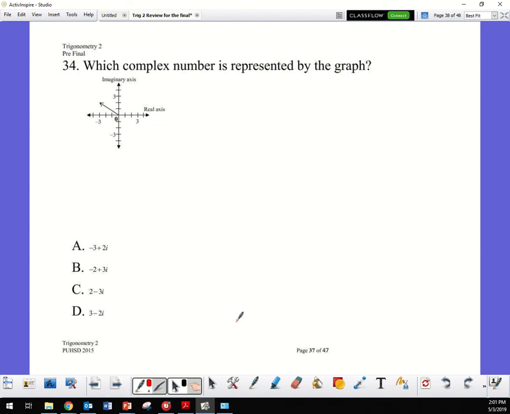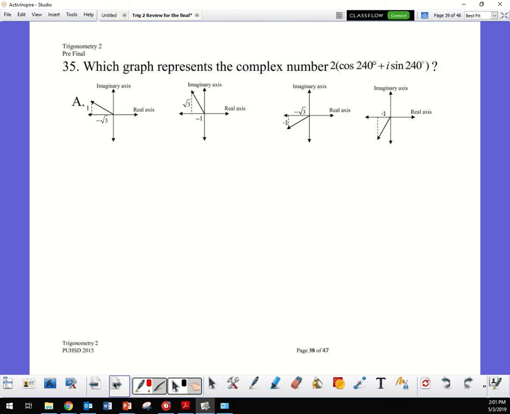Okay. Complex number. What is it going in the real direction? Negative. It's going -3. What is it going in the imaginary? Positive 2i. Very good. So it's -3 plus 2i. Which graph represents this one?